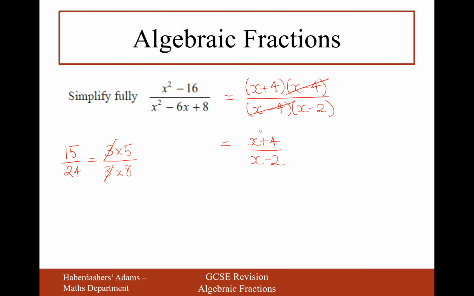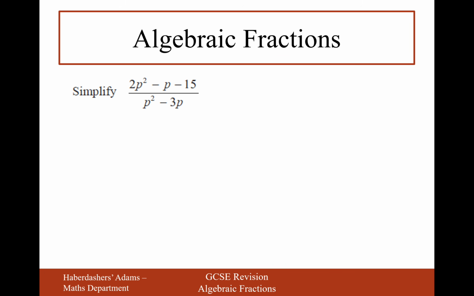You can't go any further, you can't cancel out the x's here, you just have to leave it as it is. So that would not equal 4 over minus 2. That's incorrect. Let's scribble that out because that's not correct. The answer is x plus 4 over x minus 2. Okay, so there we are. That's the answer to the first one. So hopefully that's a little bit of a refresher as to how to simplify algebraic fractions. Let's move on to the next one.